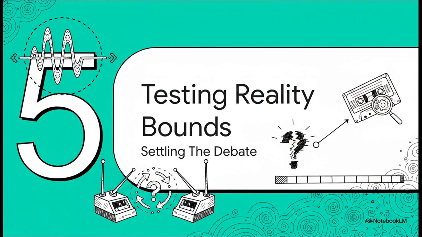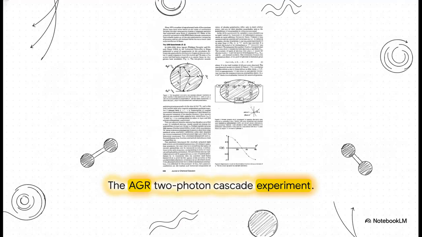Now for the really fun part, Section 5, Testing Bounds of Reality. Let's look at the actual experiments from the 1980s that settled this legendary debate once and for all. In 1981, physicist Alain Aspect, Philippe Grangier, and Gérard Roger set up a truly groundbreaking experiment in Orsay, France. They generated pairs of correlated photons and sent them propagating in completely opposite directions. They sent them toward different polarizers.